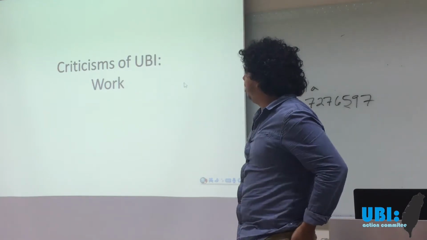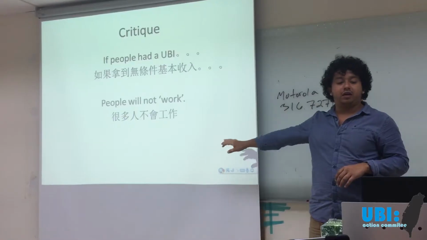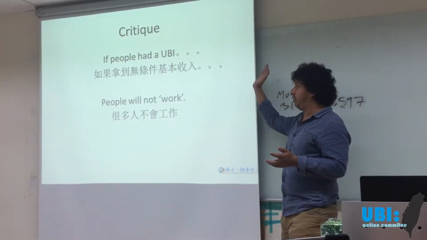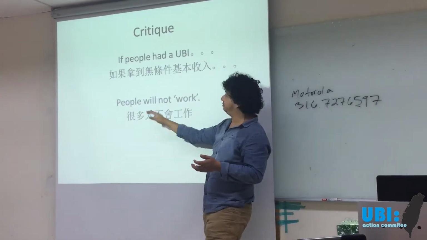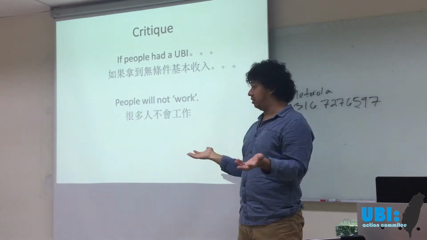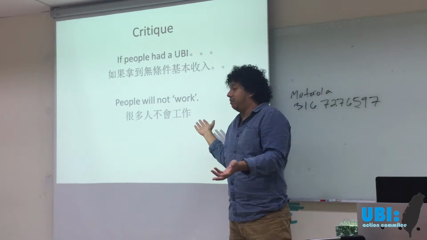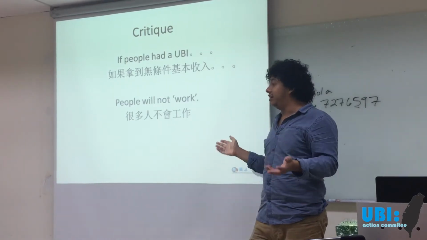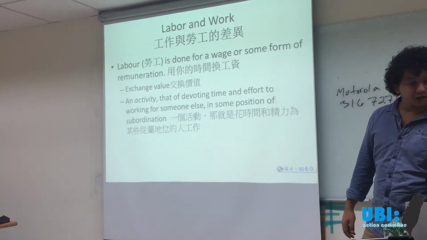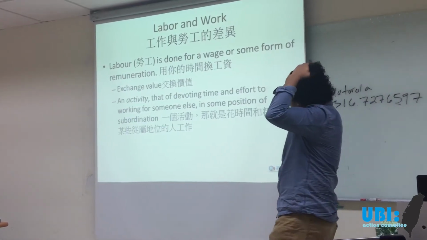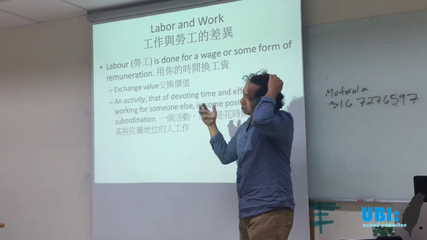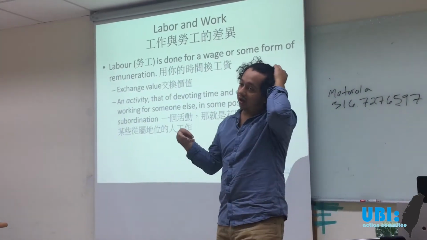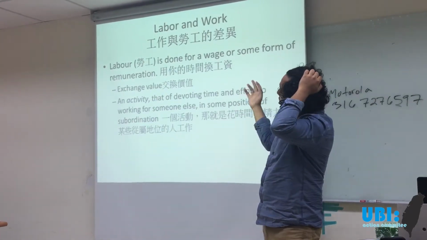We'll talk about another one of the big criticisms. So basically, the main critique is if people had UBI, then they will not work. Maybe 1-2% of the people might chill and go to the beach. And so to address the question of work, we really have to ask the question of what is work and the difference between work and labor.